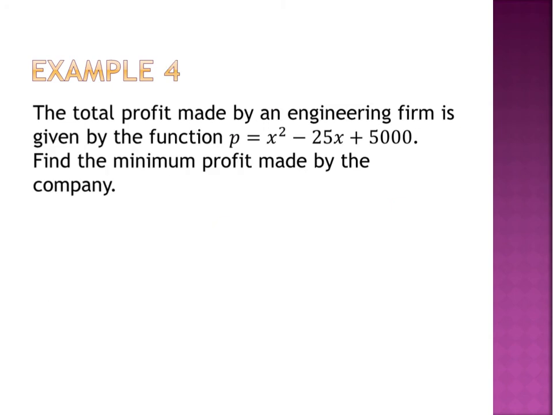And for our last example, it says the total profit made by an engineering firm is given by the function P equals x squared minus 25x plus 5,000. We need to find the minimum profit that is made by the company. Well, the minimum profit is going to be at the vertex. Because this has a positive a value, I know that this graph is going to go something like this. So I need to find the vertex right here, and I actually need to find the y value because the P stands for profit. But first I have to find my x value so I can find my y.